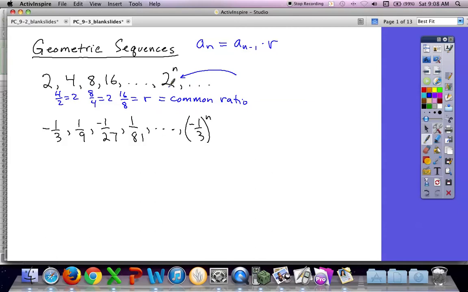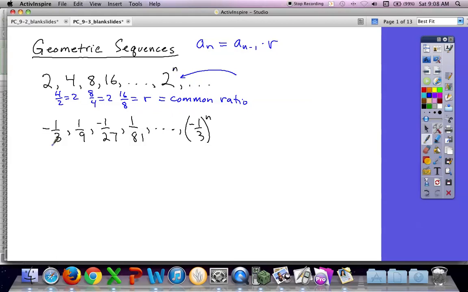And notice again, it says 2 to the n. That 2 just happens to be our common ratio, right? So 2 to the n, 2 is the common ratio. So whatever is being raised to the power, that's your common ratio, if you see it in the formula.